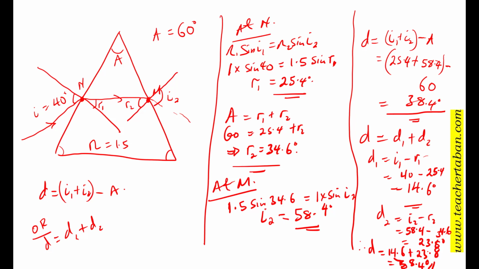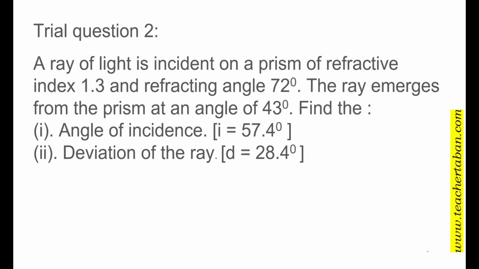Let's look at question number 2. Question number 2 says that a ray of light is incident on a prism of refractive index 1.3 and refracting angle of 72 degrees. The ray emerges from the prism at an angle of 43 degrees. Find the angle of incidence and then the angle of deviation of the ray.